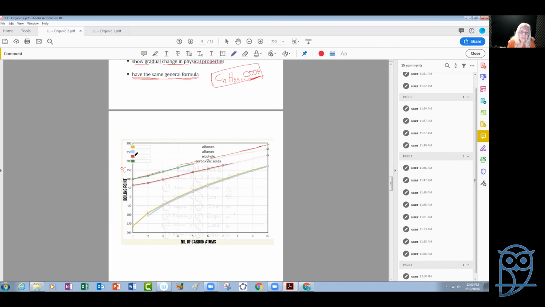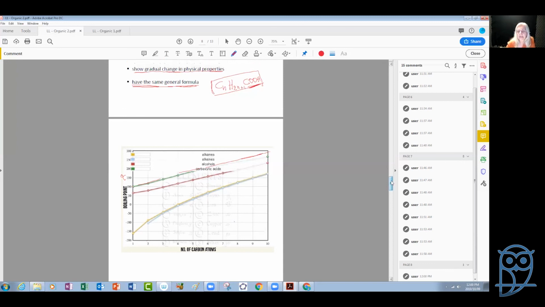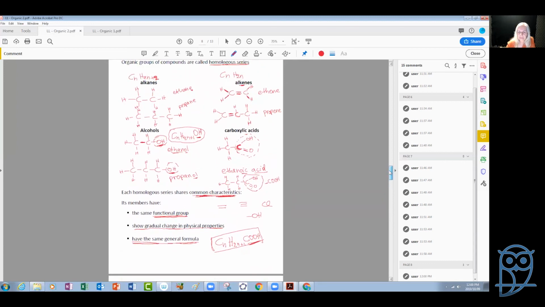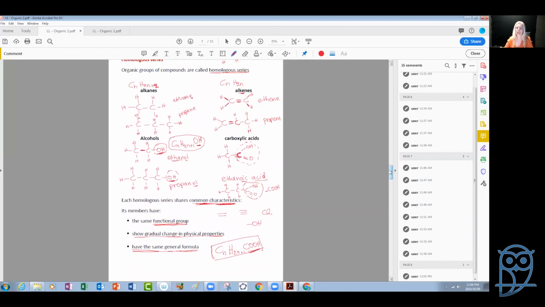The red line corresponds to alcohols. Again, the same applies to alcohols. You see how the boiling point increases as the number of carbons increases, and so on. The yellows are for the alkanes and the gray for the alkenes as well, very similar lines. This is what gradually means, nothing radical and out of the ordinary. But now we have to stop here.